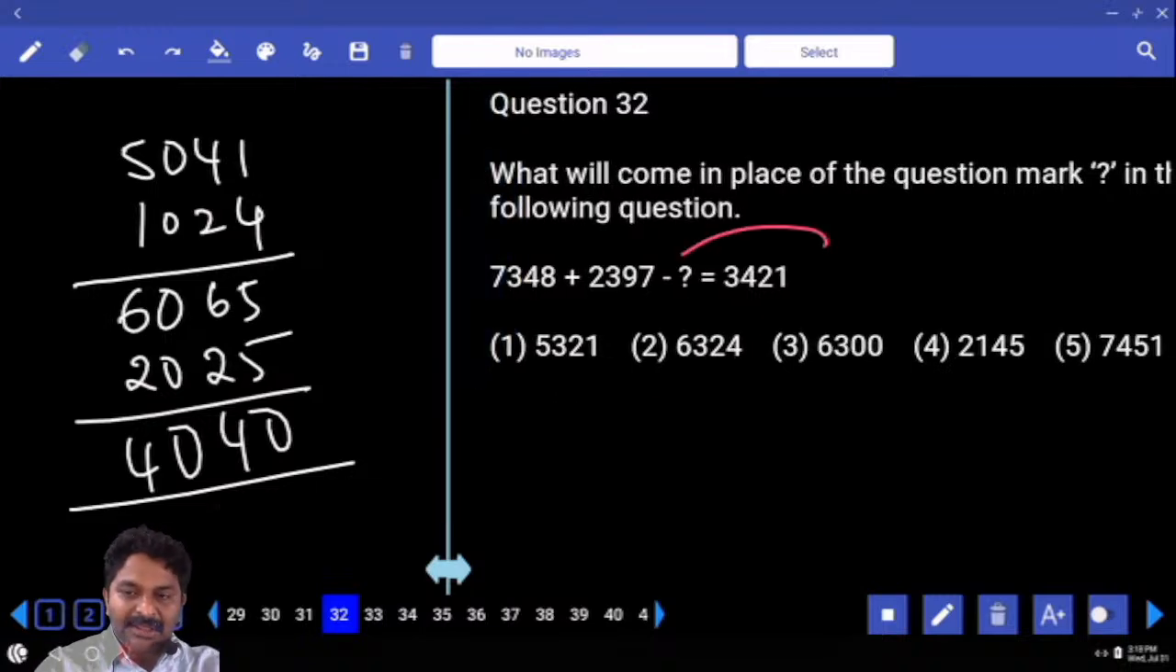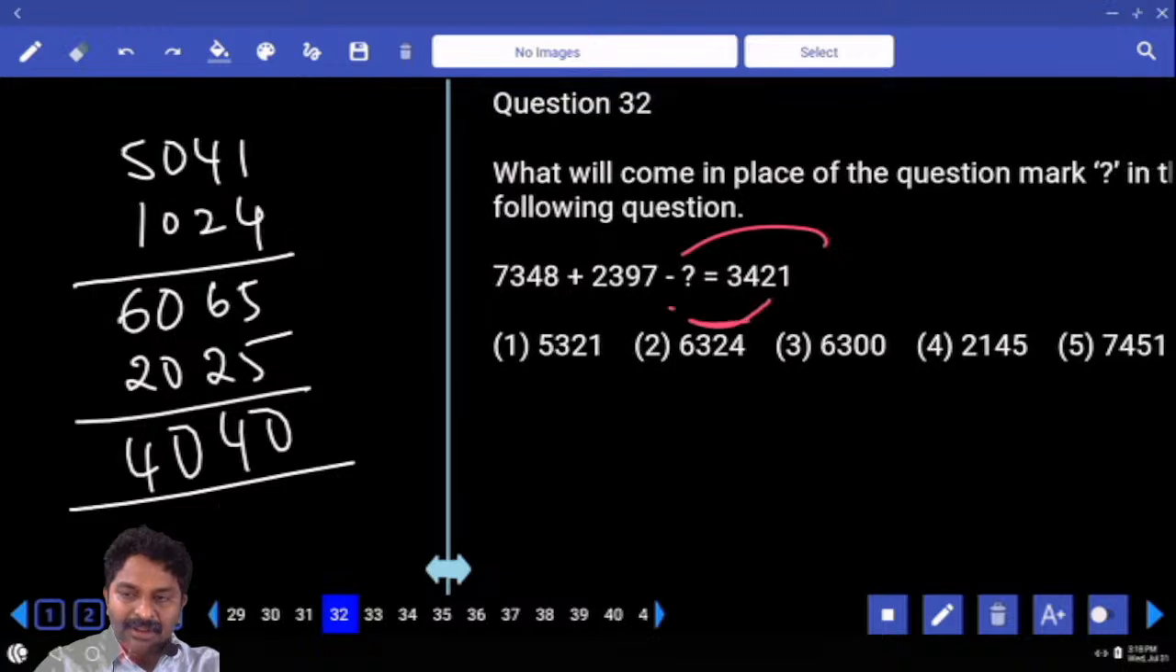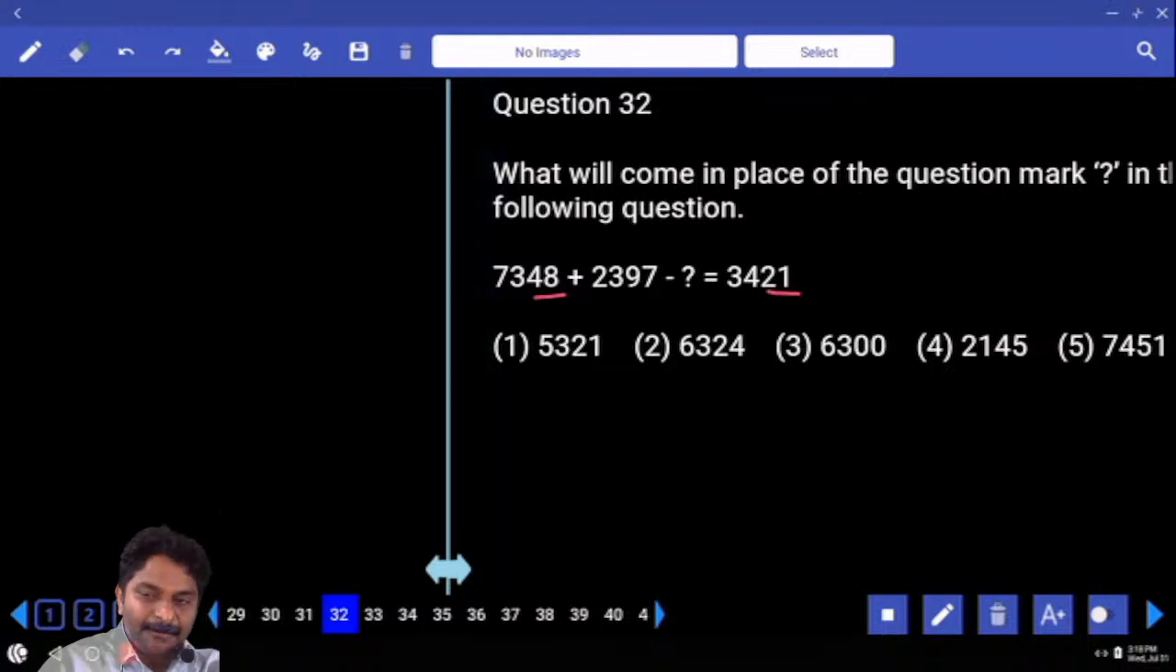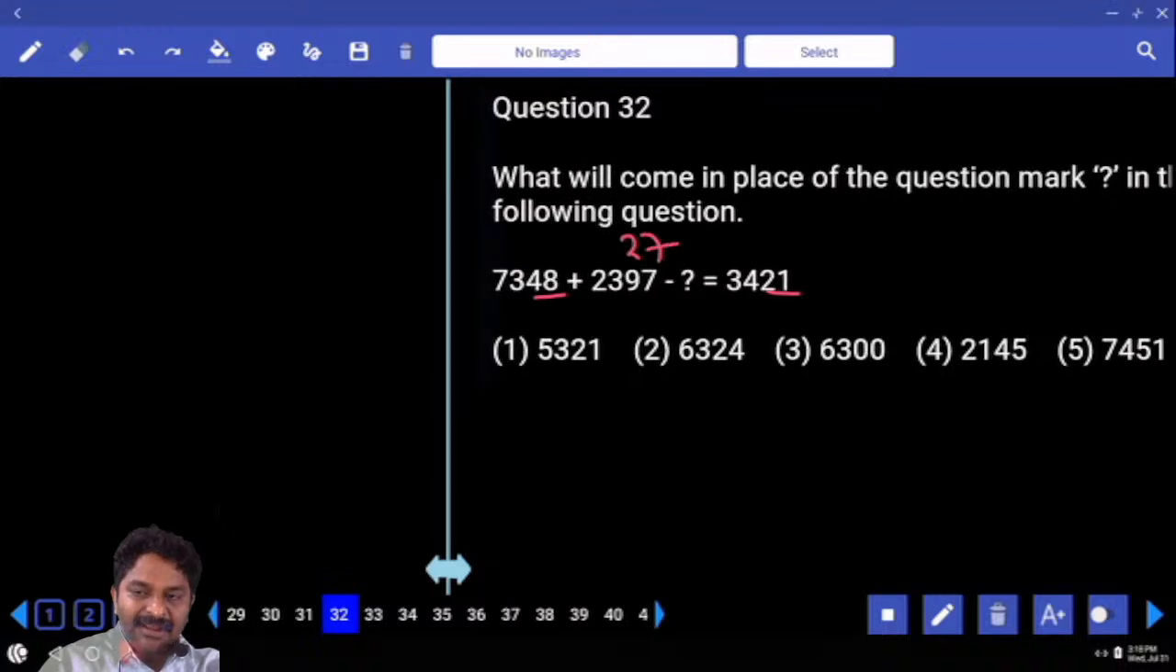X goes to the other side, 21 comes to the left hand side, correct? Let's verify the first last two digits. 21 subtracted from 48, how much will be there? 27 added to 97, it gives you 24. Answer ends with 24 only? Yes.